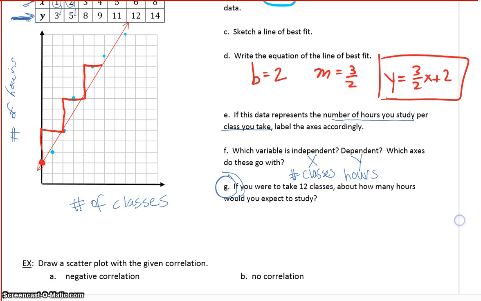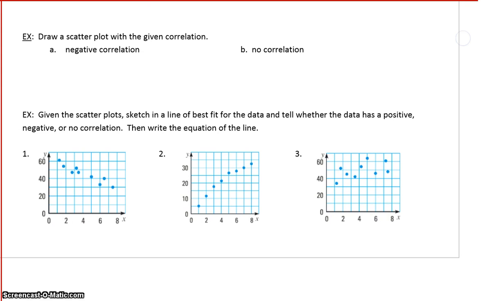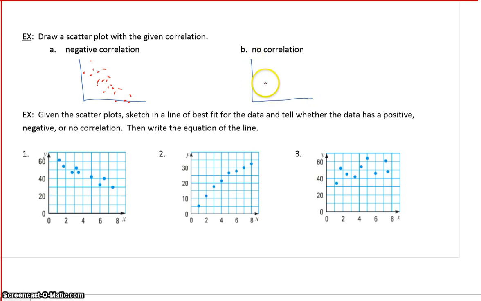Okay, so notice that this graph has a positive correlation. Let's talk about a negative correlation. Negative correlation, instead of the data going up, would simply go down. So it could be something like this. And no correlation would not be a positive or a negative, so it could just kind of be all over the place.